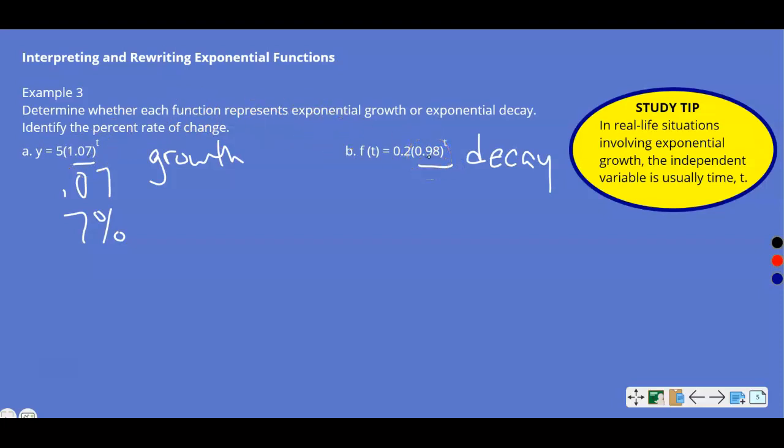All right, so how do you know what the decay factor is? You would do 1 minus 0.98, and that equals 0.02. So 0.02 is the same thing as 2%. So it is decaying by 2%.